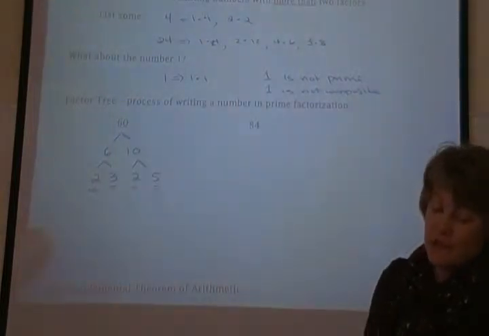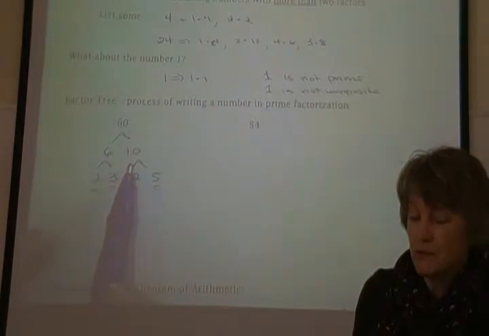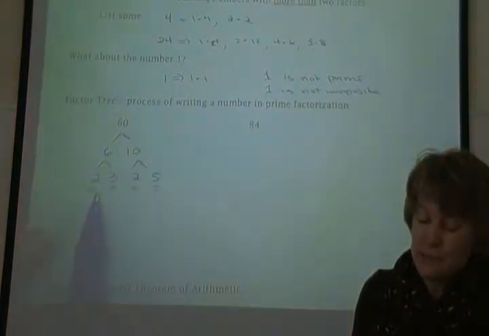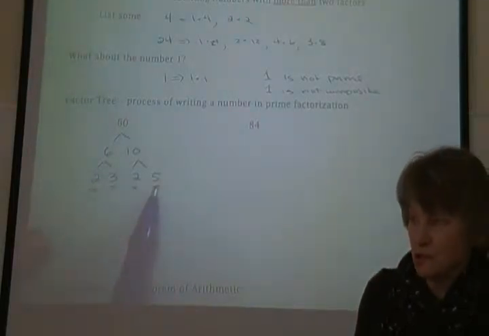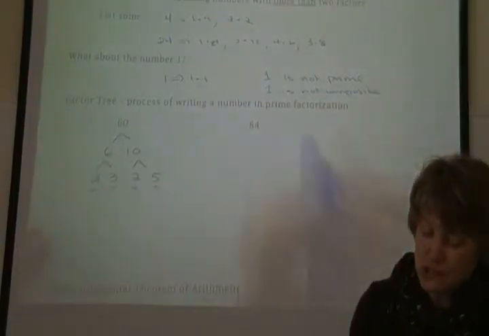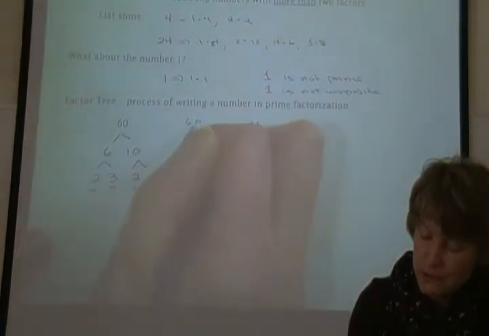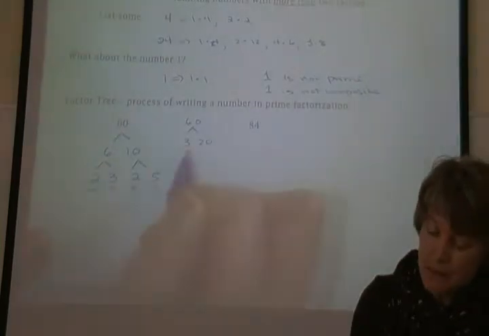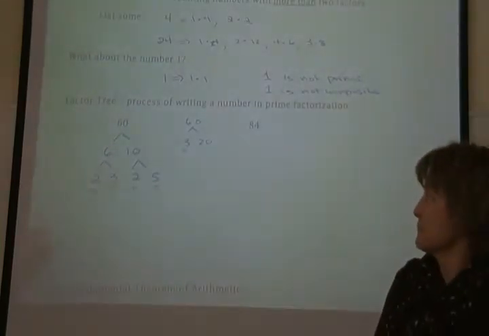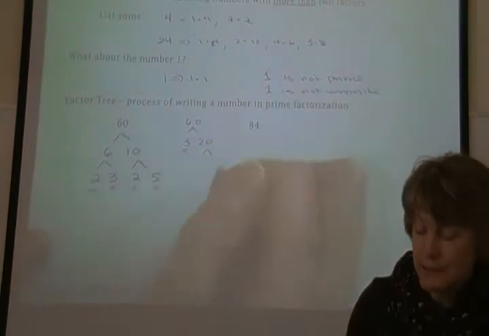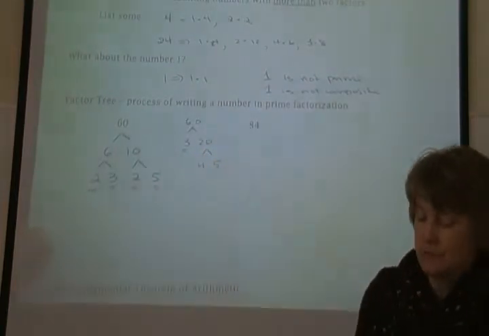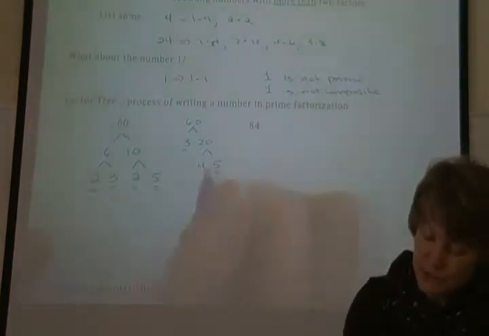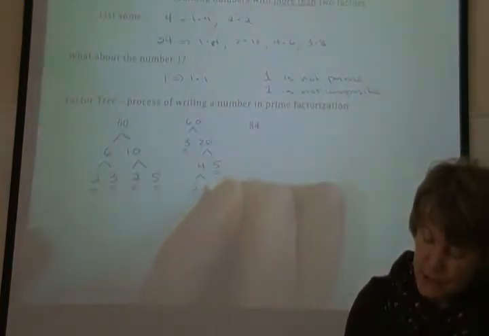It doesn't matter if you started with 6 and 10 or you started with 3 and 20. However you started, you should end up with these same 4 numbers at the end of your tree. So let's just check that out and make sure it's true. We'll break 60 down into 3 times 20. I would stop at 3 because that's prime. But I'd have to keep going on 20, maybe 4 times 5. I would stop at 5 because that's prime. But 4 is not, so I'd have to keep going to 2 and 2.